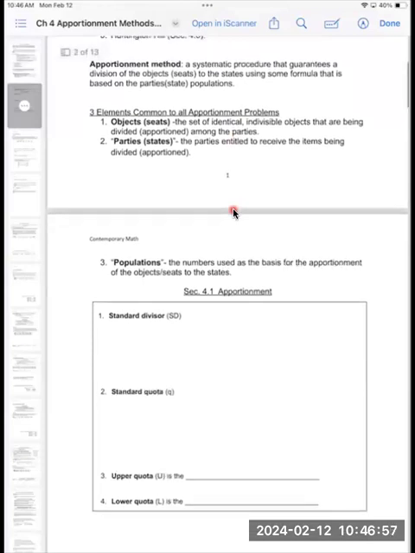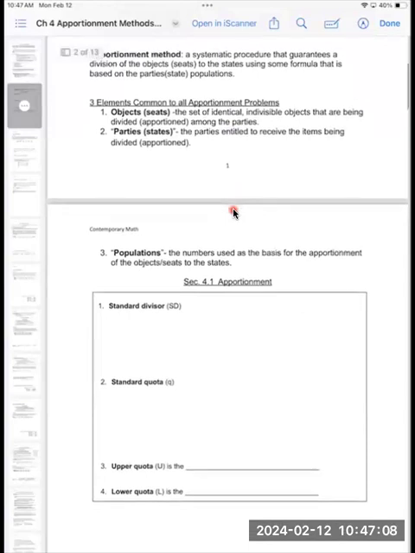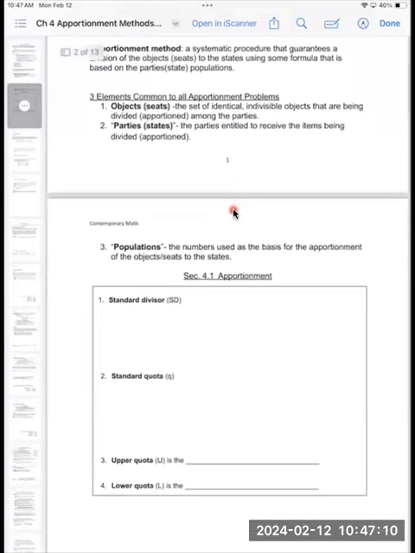The seats are a set of identical, indivisible objects. You can't cut them up. You can't give somebody half of a seat in Congress. Those are the things being divided among the parties, the seats.